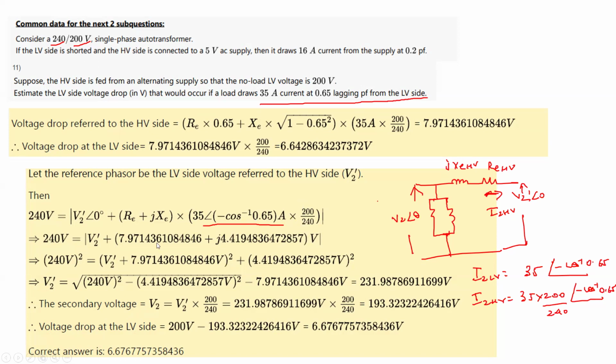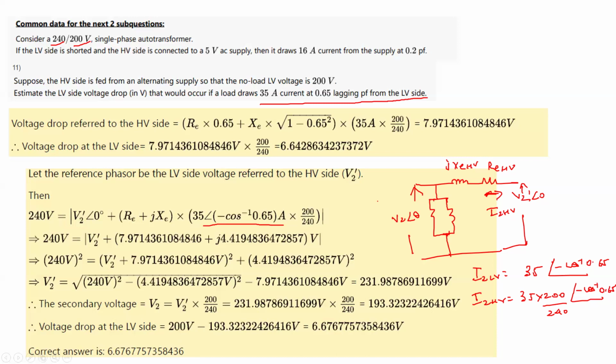In this expression also you will get some real part and imaginary part. Because we are not interested in theta, we take the modulus. If we take the modulus of the polar form, we get only the magnitude. The modulus of a complex number is the square root of real part square plus imaginary part square. If I square this equation, this becomes 240 square, and the square root and square get cancelled, so you have real part square plus imaginary part square. Here the only unknown is V2 dash. If you solve for V2 dash and transfer it to the LV side, because the voltage drop has to be calculated on the LV side, you can calculate the voltage drop. The rated voltage is 200 volts and this much is the drop at the loading condition. So this is the correct answer.